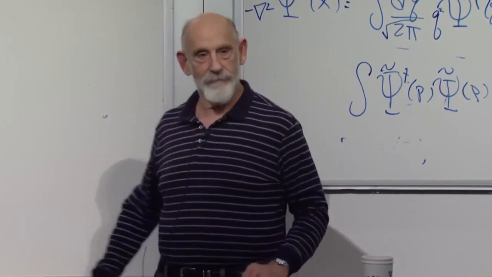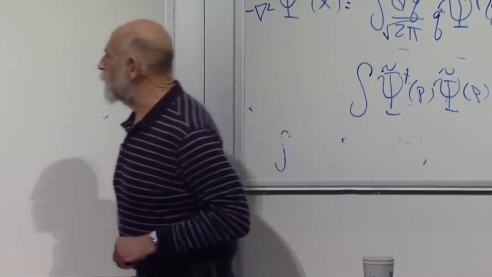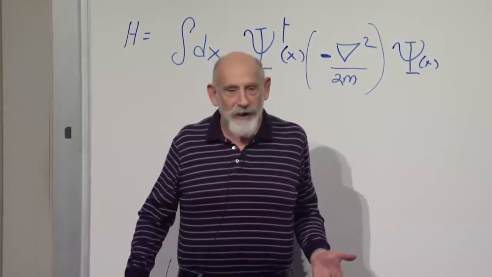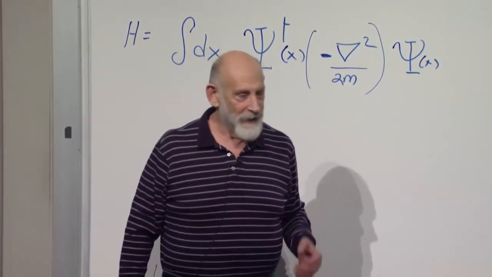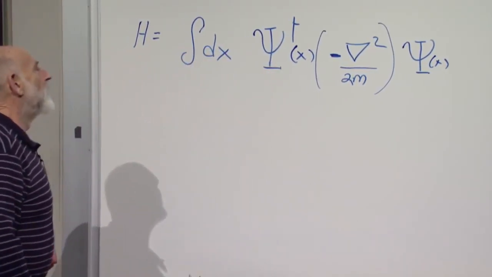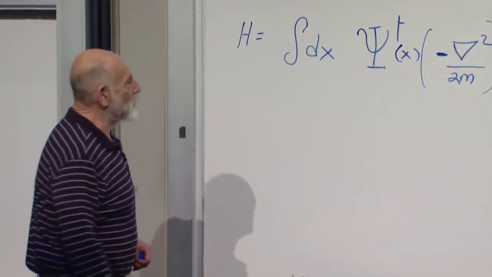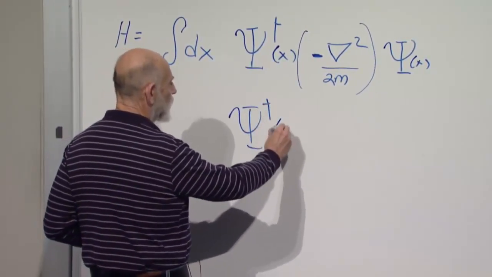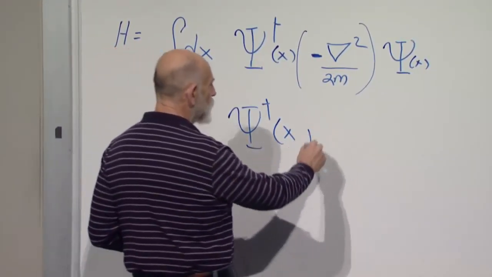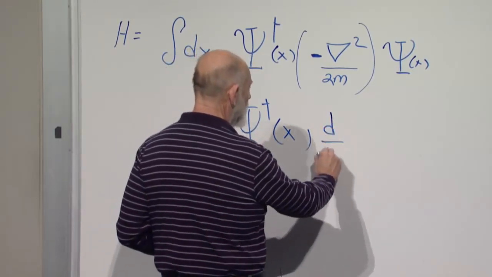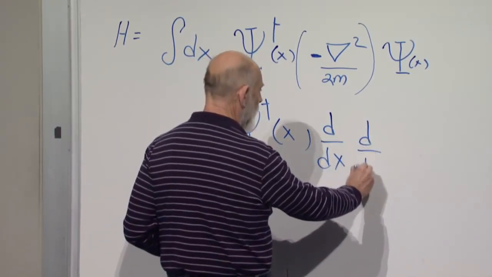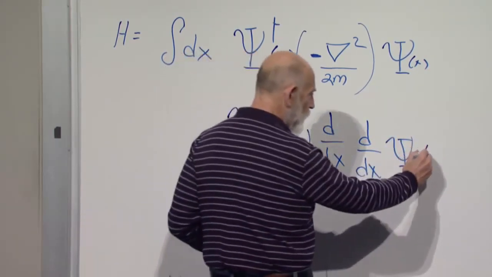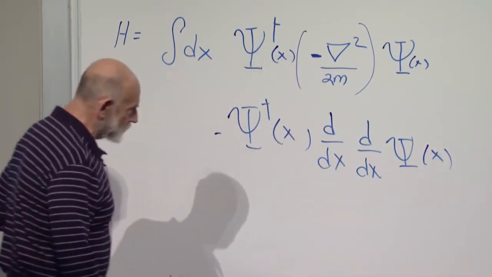Oh, okay, good. You know, there's another trick you can do. This thing looks negative, doesn't it? But of course, everybody knows the kinetic energy of a particle is positive. So what's going on? Well, everybody knows how to integrate by parts. If you have psi dagger of x, and you have two derivatives with a minus sign, d by dx times d by dx times psi, I'm not going to work this out in detail. I'm going to tell you the result.